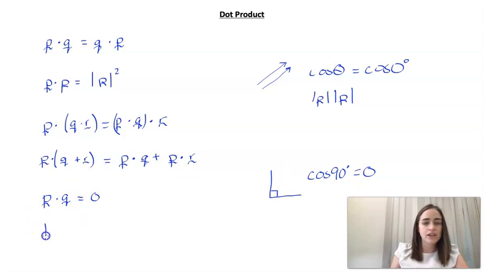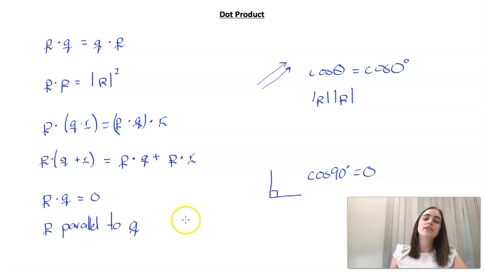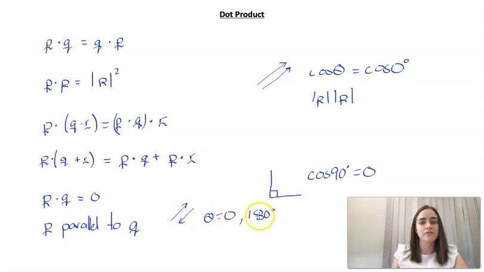Okay, and the last one is if p is parallel to q, then that means that we've either got them going the same direction, so our theta is equal to 0, or if we have them going in the opposite direction, then our theta would be 180 degrees. Now, if I take cos of 0, I get 1. If I take cos of 180, I get minus 1.